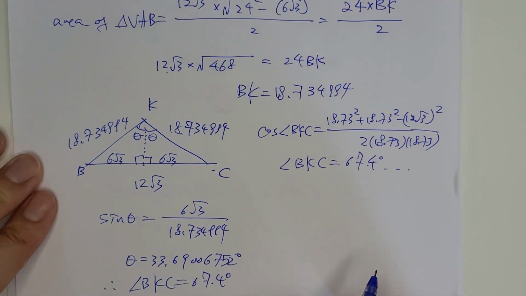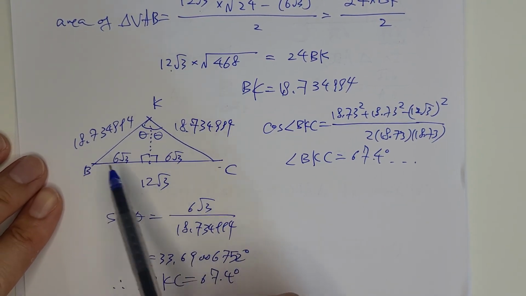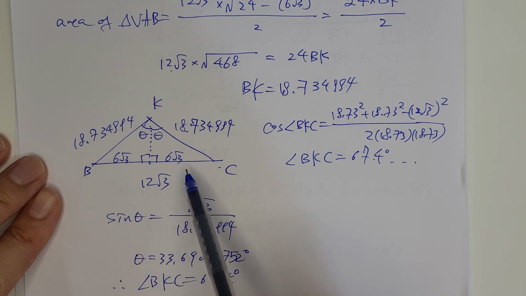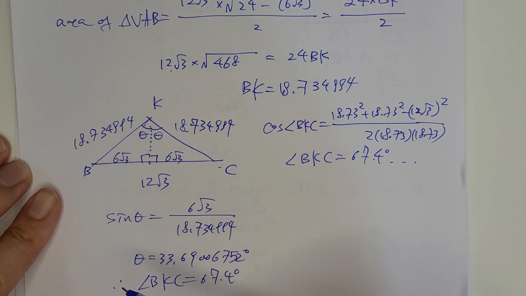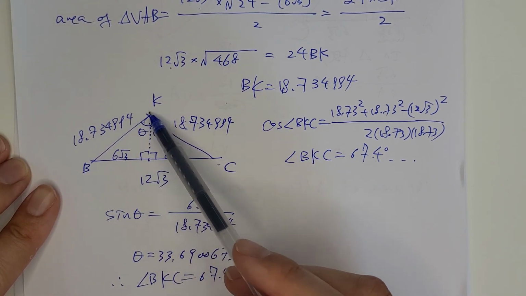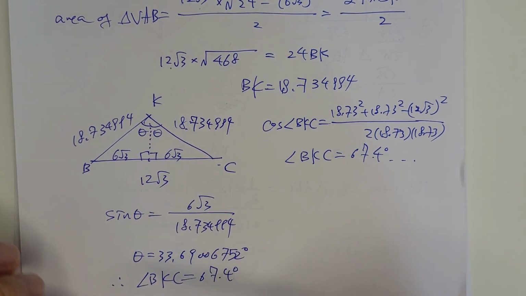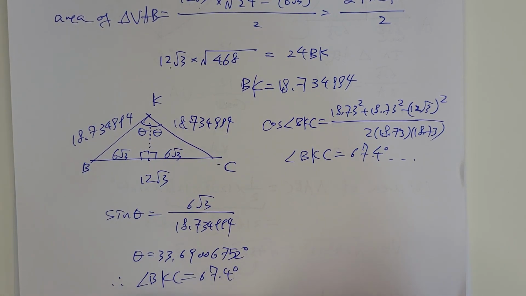Just up to you. But here, when you see that there is an isosceles triangle, do not always apply the cosine formula. Sometimes you can draw the axis of symmetry to find the angle easily. So that's the end of this paper. Thank you.